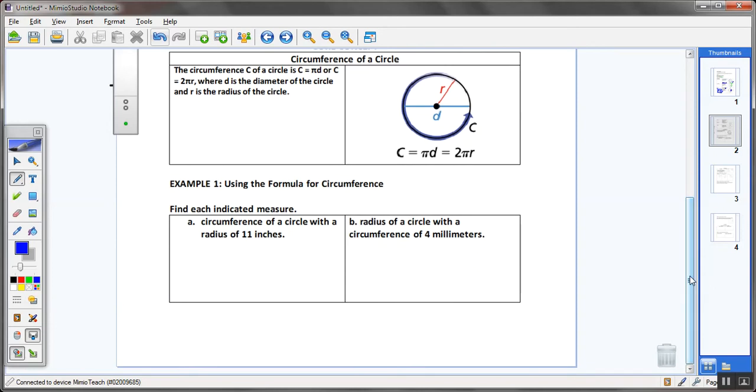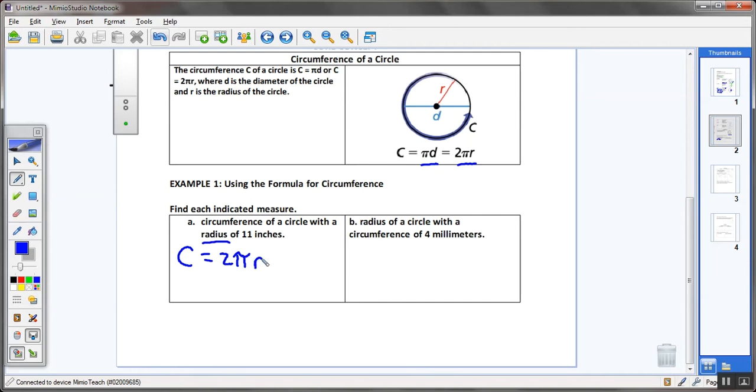This one here is kind of tricky. It says, find each indicated measure. Find the circumference of a circle with, okay, there's 2 formulas up here to use, kids. I don't care which one you use, but I always like to write one down. I like to say C is equal to, in this case, they gave me the radius, so I'm going to use the 2 pi r one. Is that okay? And we'll go to the nearest tenth.